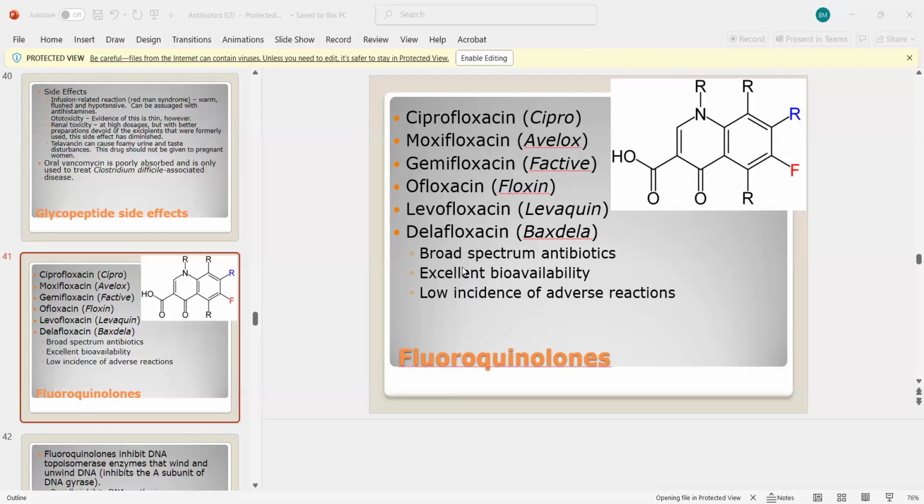And the main topoisomerase in bacteria is this molecule called DNA gyrase. DNA gyrase in bacteria has two subunits, the A subunit and the B subunit. And the fluoroquinolones bind to the A subunit and completely shut down the activity of that enzyme. That prevents DNA synthesis. It also prevents transcription. It also prevents cells from being able to repair damage to their DNA, and it results in cell death.